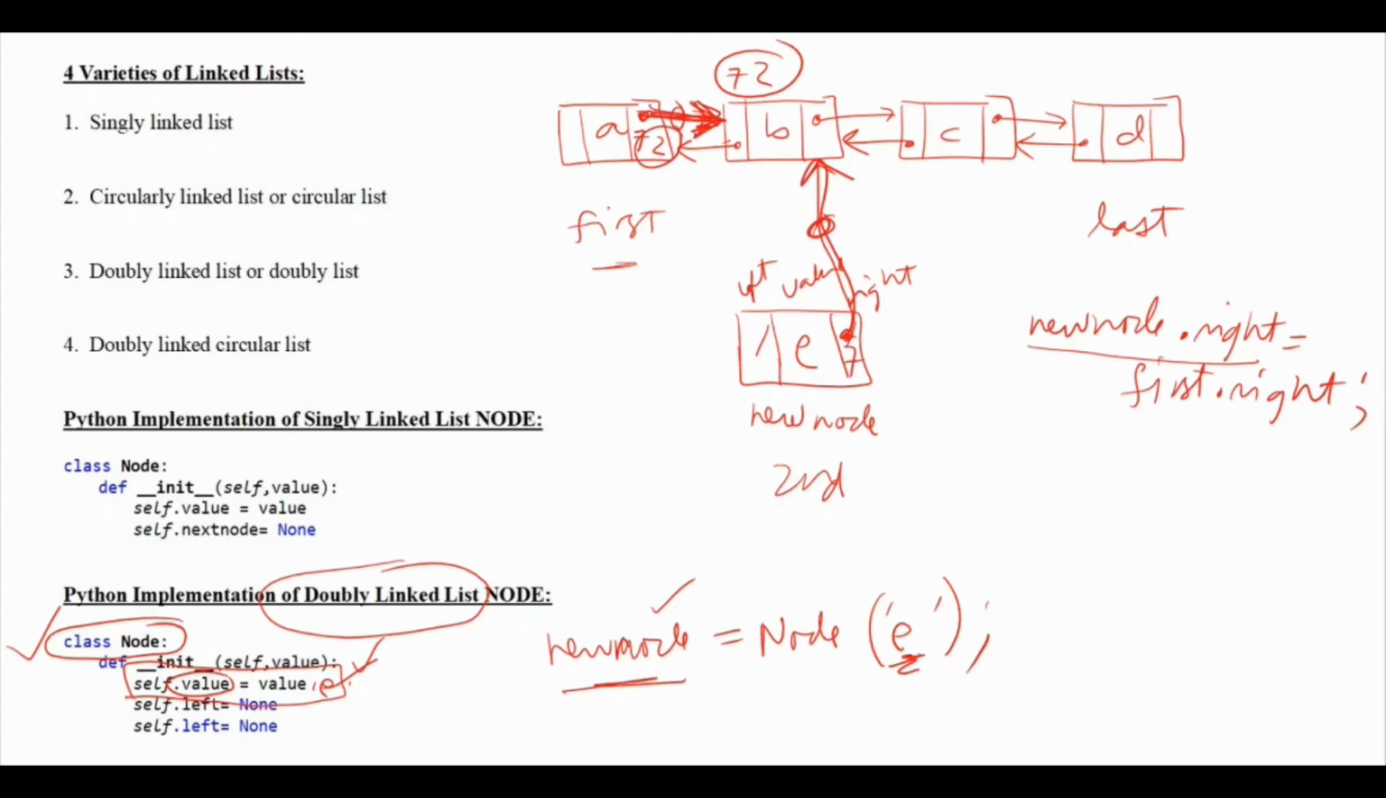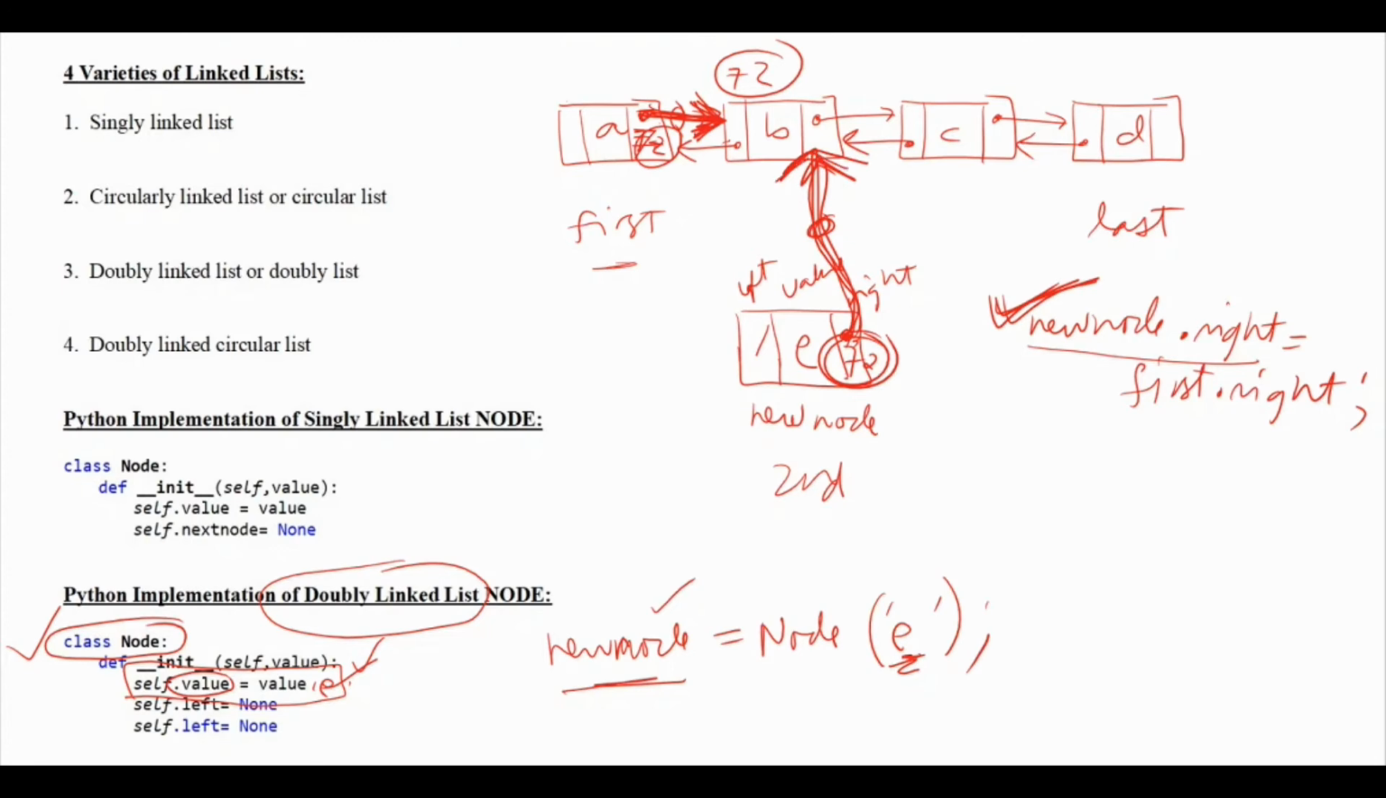This will become 72 also, right? Due to this statement, the first dot right, which is memory address 72, is assigned to this. So these are memory addresses, 72. This one will also be pointing to that memory location since this one is pointing to that memory location. So this is how you are going to make this point to the second node, the node containing B.